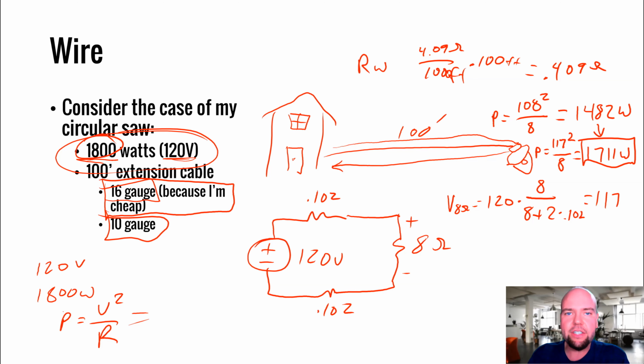All right, so I just wanted to go over that example. Wire gauge matters, especially when you're talking about high-powered devices, devices that draw a lot of current. The voltage drop across wires can be substantial. The power change as a result of distance along a wire can also be substantial.